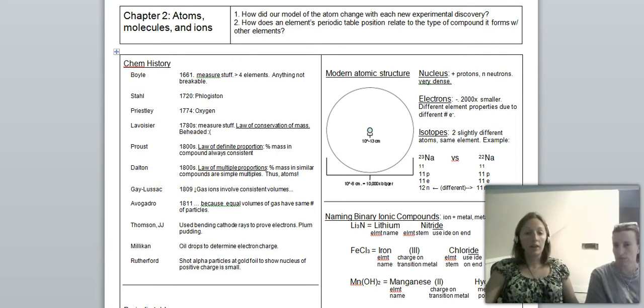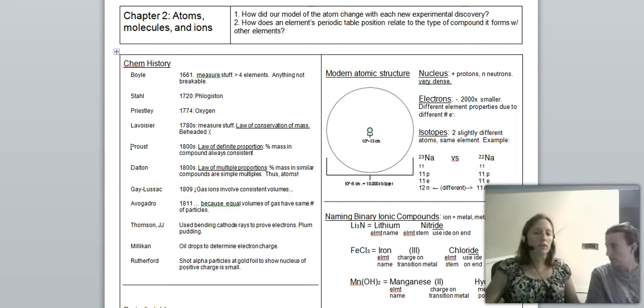And the 4 points of the atomic theory are that everything is made of atoms, which are indivisible, and that's not entirely true. The second point is that all atoms of the same element are identical, which is not entirely true.